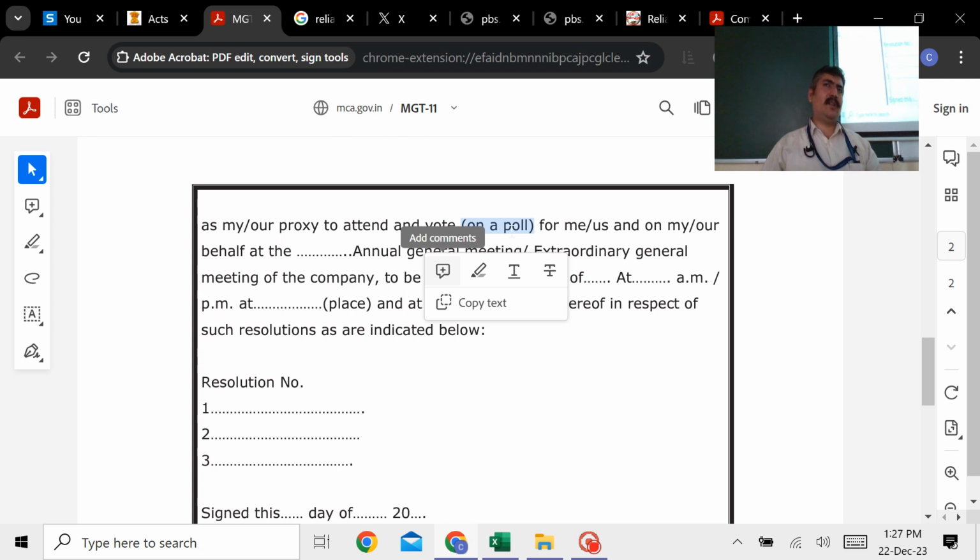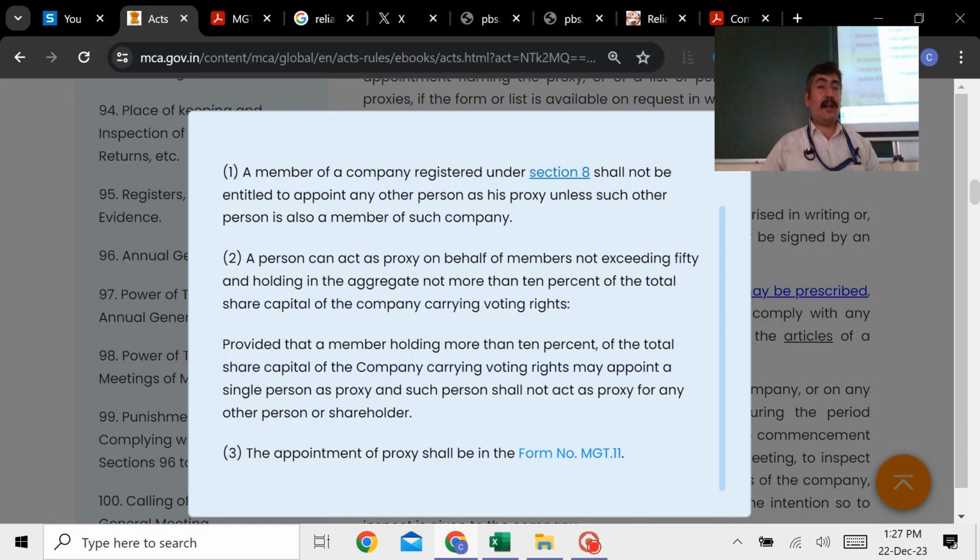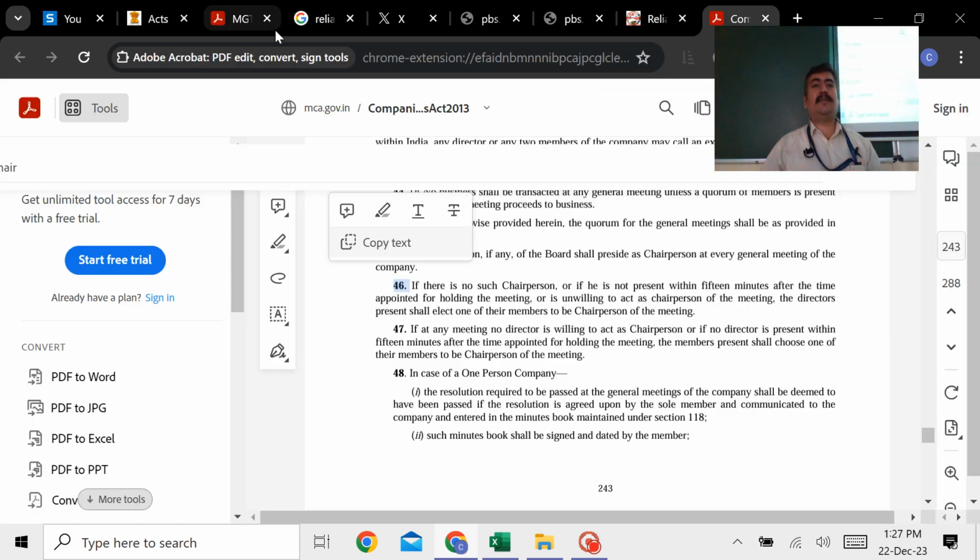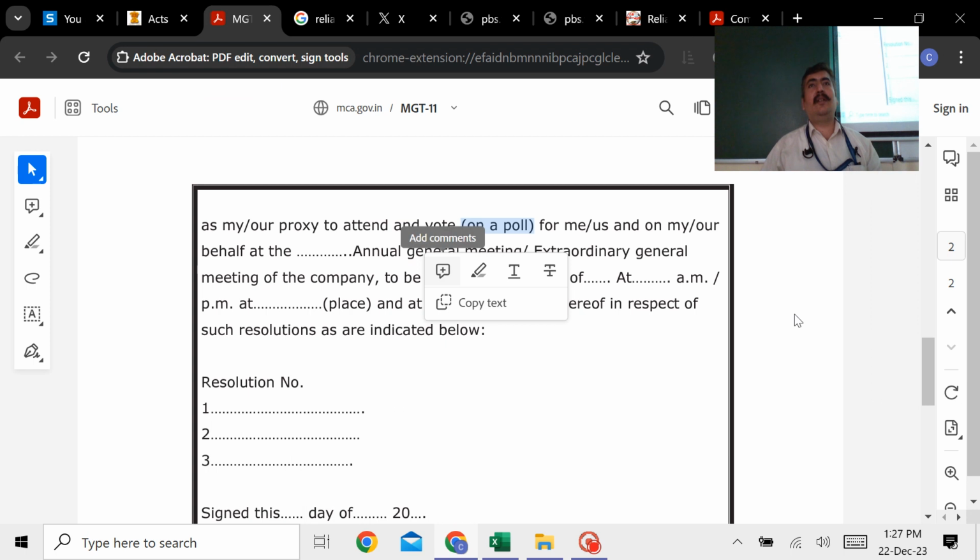Why is this on a poll written? Because show of hands is also there. Why do we have to specify? This is not my form. It is the form which is uploaded on the ROC website. Do you understand? But the answer is already given by Sparsh.